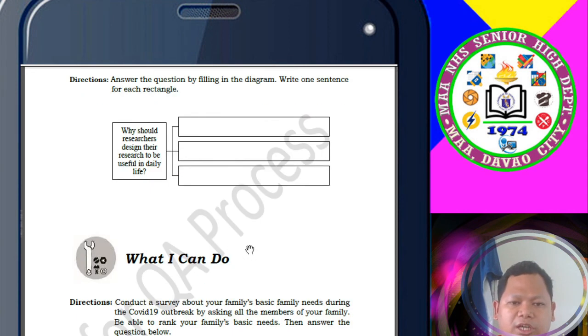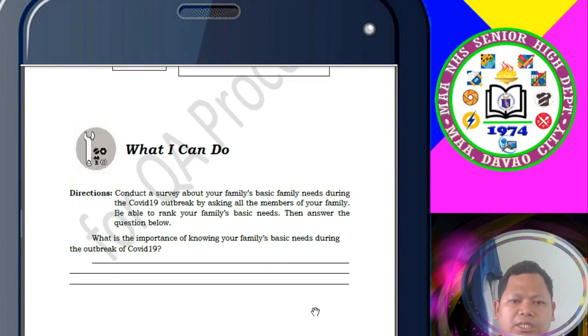Then, What Can I Do? Conduct a survey about your family's basic needs during the COVID-19 outbreak by asking all the members of your family. Be able to rank your family's basic needs, then answer the questions below. What is the importance of knowing your family's basic needs during the outbreak of COVID-19? I think you can relate with this because you personally experienced this during the ECQ period.